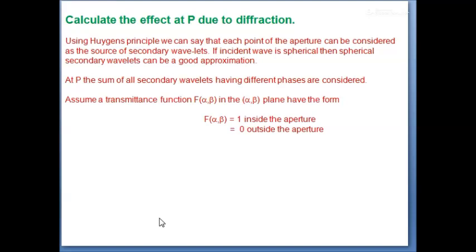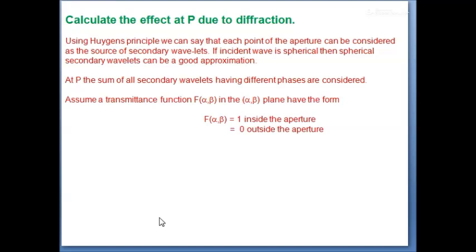If the incident wave is spherical, then a spherical secondary wavelet can be a good approximation. So at P, the sum of the secondary wavelets that are coming from different parts of the aperture must have different phases. Now, the transmission function which I have chosen, in the alpha beta plane, must have the form equal to 1 inside the aperture and 0 elsewhere.